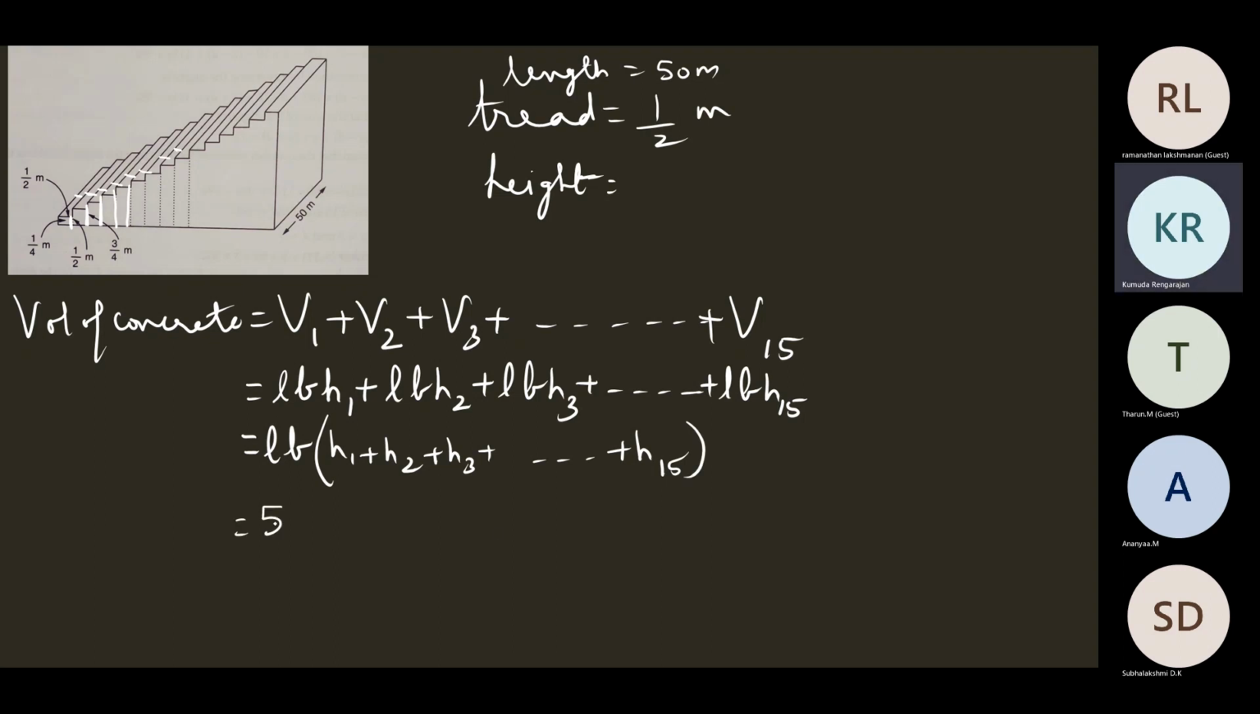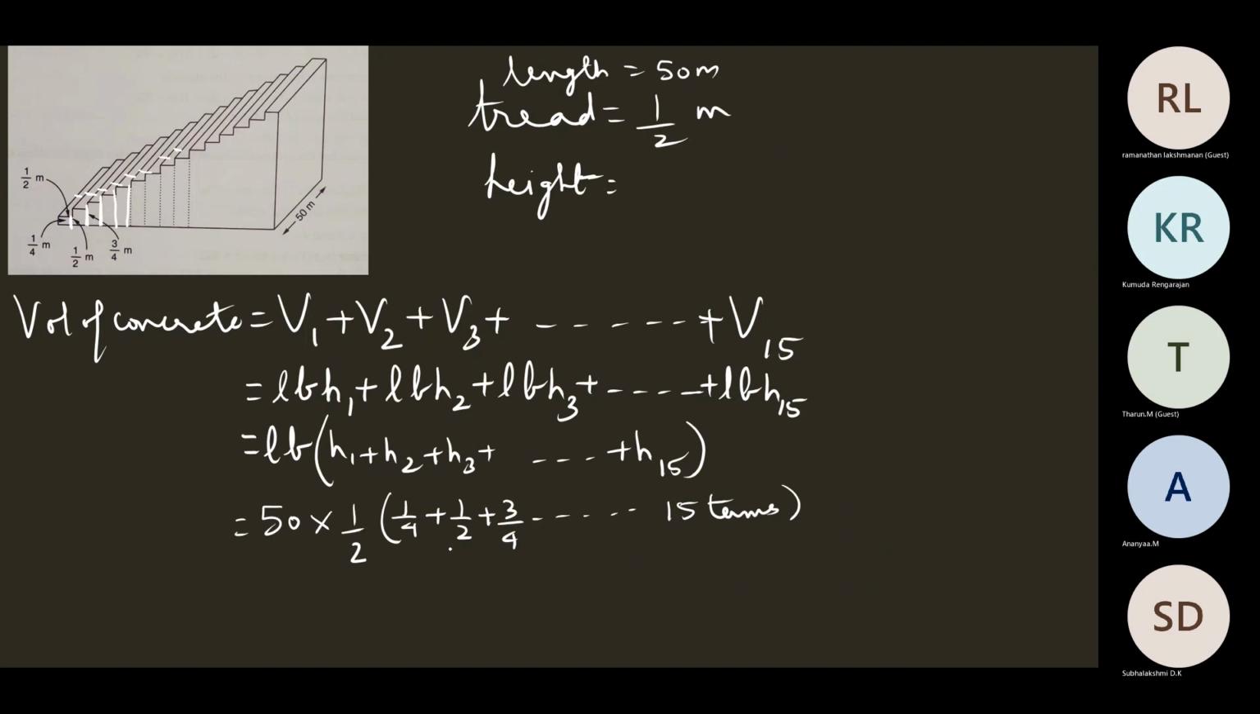So length is 50 meters, breadth is half a meter, into H1. The height of the first step is quarter meter. Second step is quarter plus quarter, half. Half plus quarter, 3/4. Like this, 15 terms. Where a is 1/4, d is 1/4, and n is 15. So on cancelling, you will get 25 into. Here you should find A15 or S15, children.